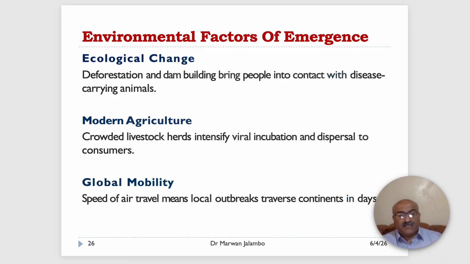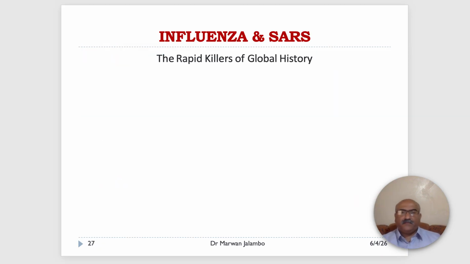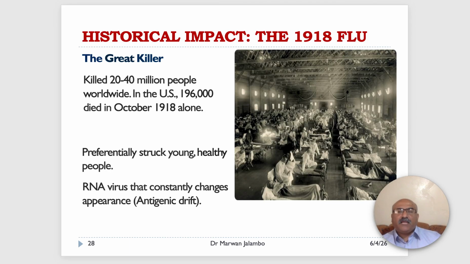Now, where is this global speed more dangerous than with the virus we face every single year? The flu, influenza, and SARS. Influenza and SARS represent the most significant threats for a worldwide respiratory pandemic. To understand the future of the flu, we must look at its deadliest year. Historical impact. The 1918 flu.